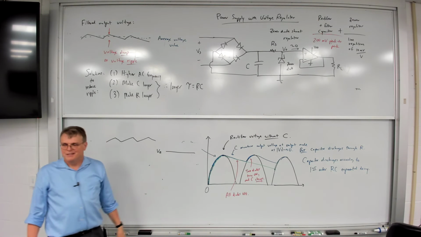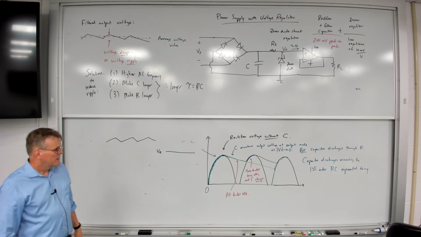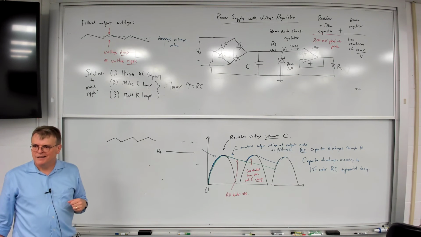What I meant is you can't have VZ too low. Then it turns off, exactly. No, I meant too low compared to the input, like too much of a voltage drop.